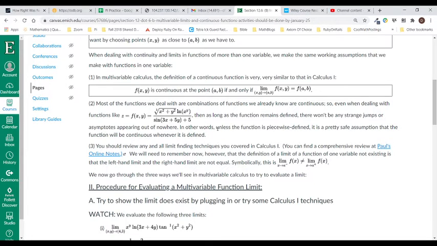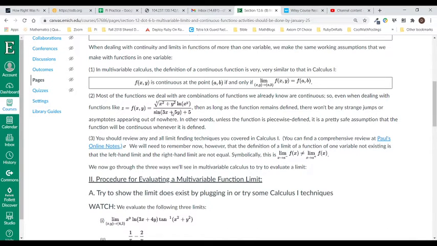It says most of the functions we deal with are combinations of functions we already know are continuous. So even if I deal with functions like this horrible function here, as long as someone says, take the limit and we can plug in the number, the answer we'll get when we plug in the number will be the correct limit value. We are going to do some examples below, but that's all this thing says. It's exactly the same thing as said in Calc 1.